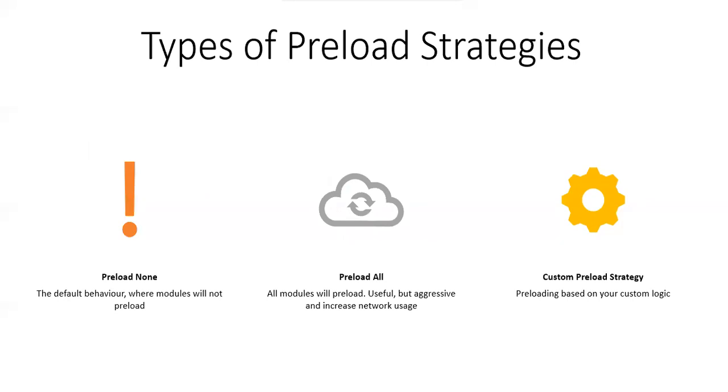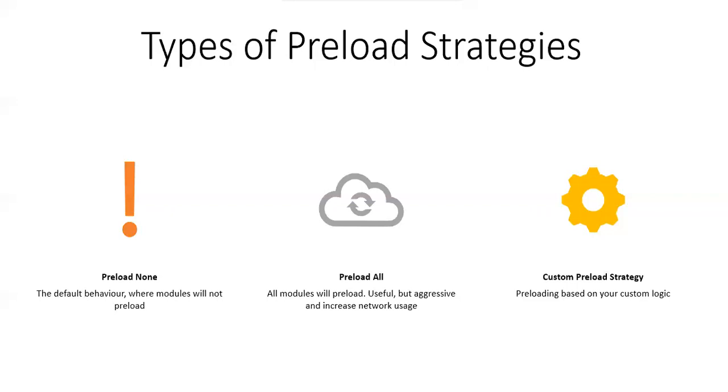Let's see the types of preloading strategies. First one is preload none. You did some routing, and it will have some lazy loaded modules. So it will just stay in place. Preload none is the default behavior. It won't preload anything. Next one is preload all. It will preload all the modules. It can be useful but is aggressive and increases network usage. For example, the user lands on the homepage of a website, and all the child modules are loaded in the background, irrespective of whether the user is going to use them or not. So that puts more pressure on the network.